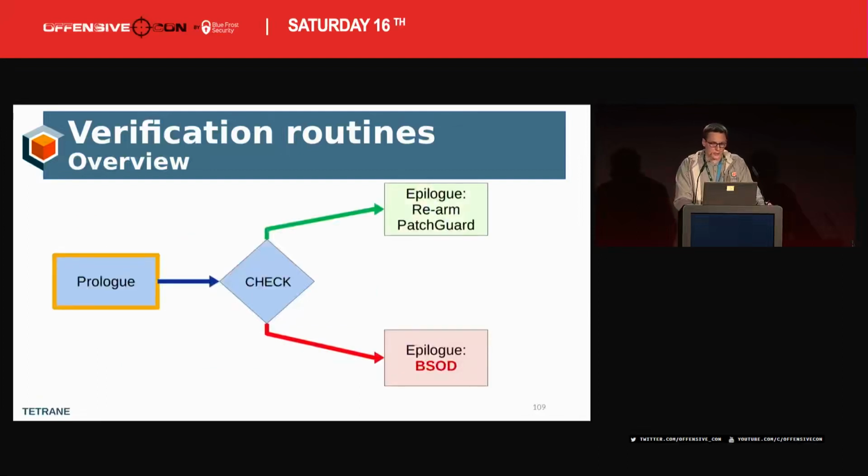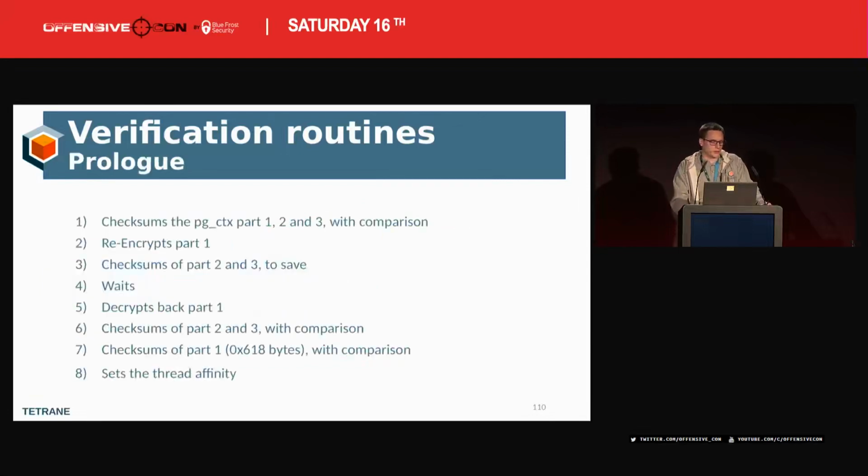So first there is a prologue. The prologue includes these operations. Basically, there are some checksums, some re-encryption, some checksum again, a wait, some checksums, some re-encryption, and so on. And the idea is that all of these operations are done with one objective, which is protecting PatchGuard while it's waiting. And the thing is, PatchGuard will wait in the middle of the verification routine. So it will actually wait multiple times while it's hiding and in the verification routine.